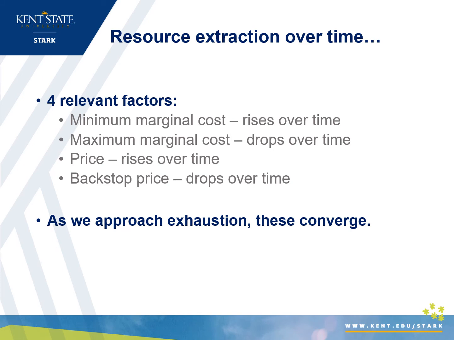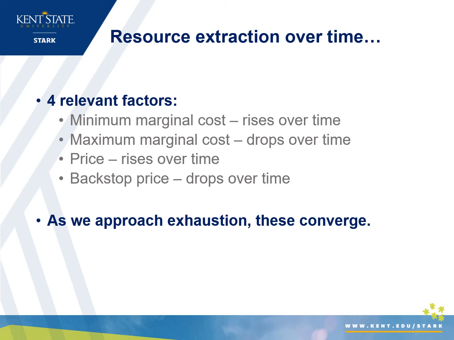So on the one hand, the minimum marginal cost tends to rise over time. This is perhaps offset a bit by changes in technology, but the reason here is fairly straightforward: if you're using the easiest to get to reserves first, then you're not going to have them in the next year, or the year after that. So as you're using up the easiest to get to resources, your minimum marginal cost is going to tend to rise as you're having to use more and more difficult to get to resources.